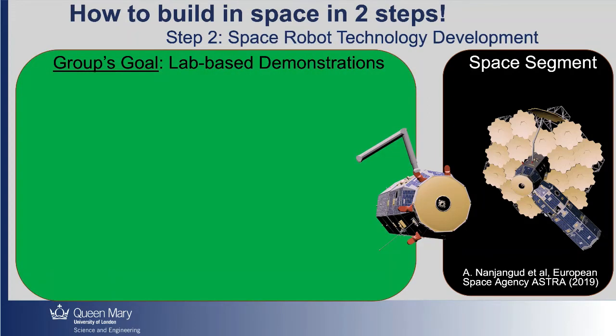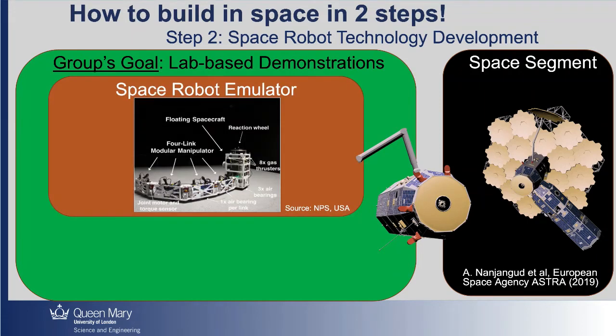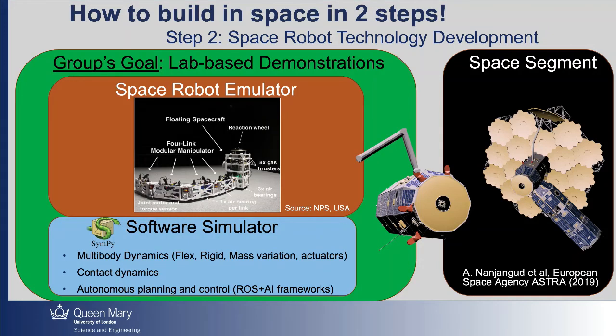This walking robotic mission actually serves as the bridge between what can be developed on the ground, which is the focus of my group, and what can actually be done in space. And within my group, we're going to work on developing the space robotic hardware that emulates what the real mission will do eventually. And all of this hardware will sit upon a software stack, which has the capacity to both demonstrate the dynamics and the autonomous control needed for these systems.